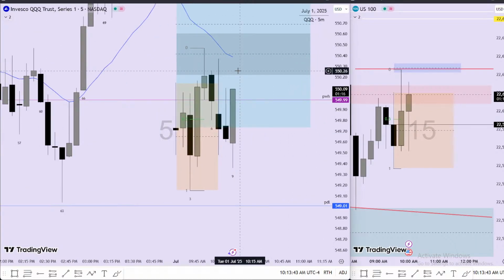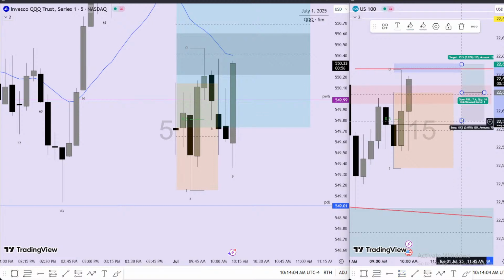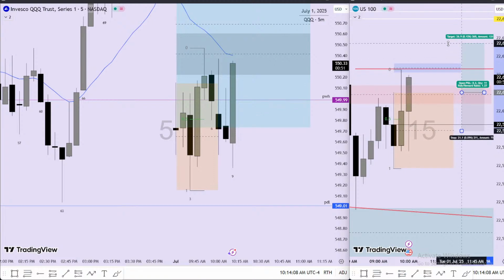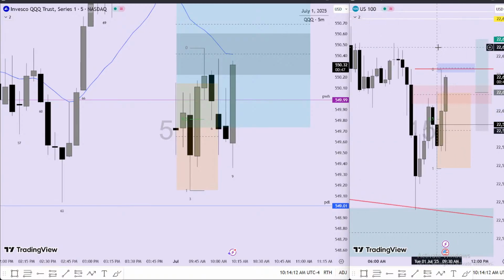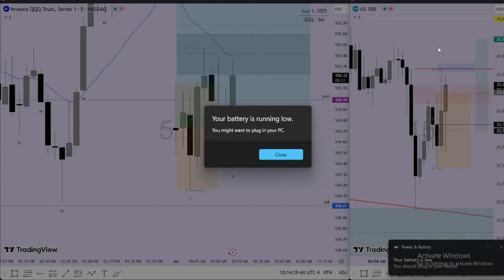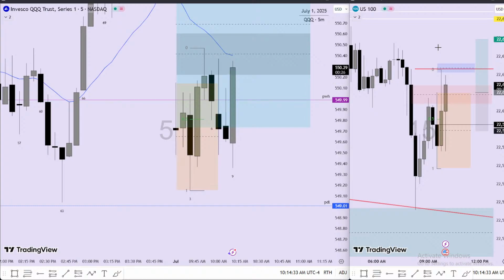Okay, long from this point, aiming for at least 1 to 1. We are retesting the moving average.